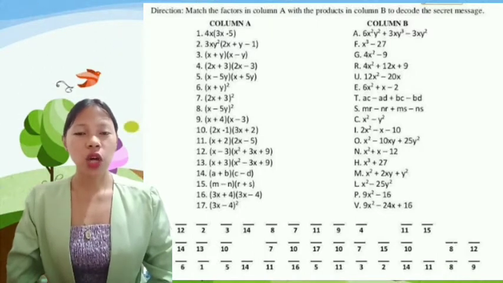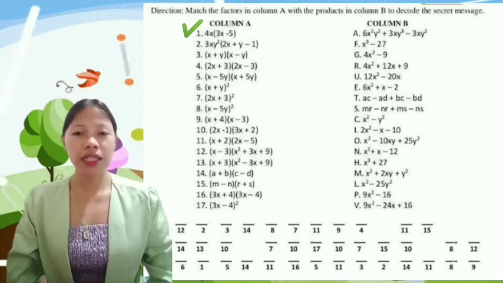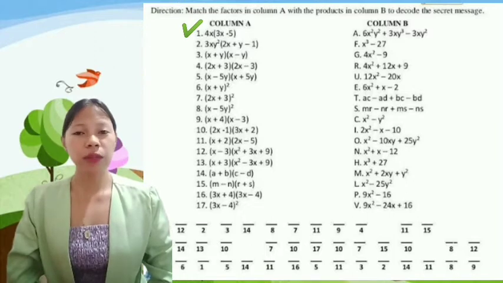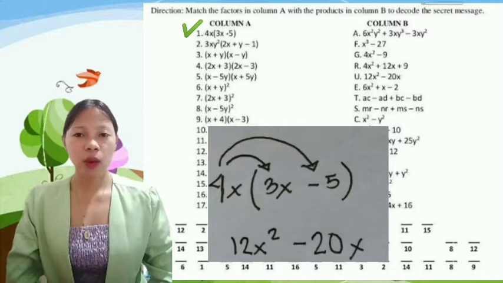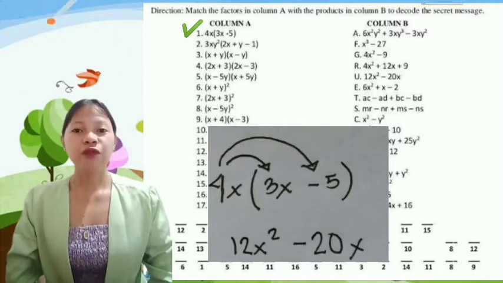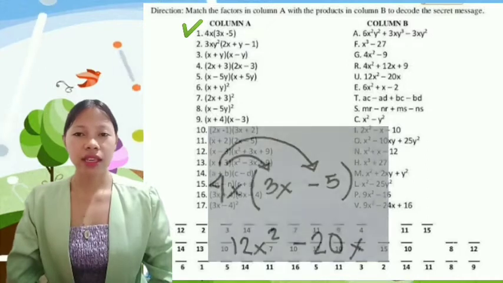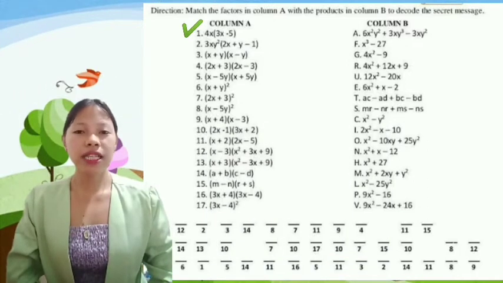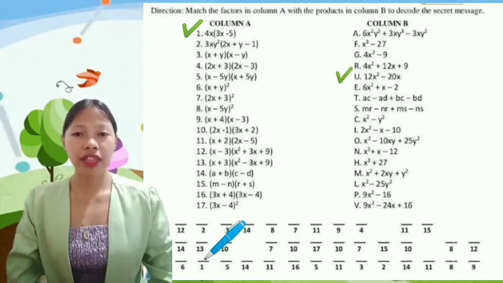For example, in column A, we have number 1, the factor 4x(3x - 5), where when we multiply it distributively, 4x times 3x equals 12x^2. Then 4x times -5 gives us -20x. Therefore, the product 12x^2 - 20x is the letter U in column B. Then we put the letter U on its corresponding number written below.